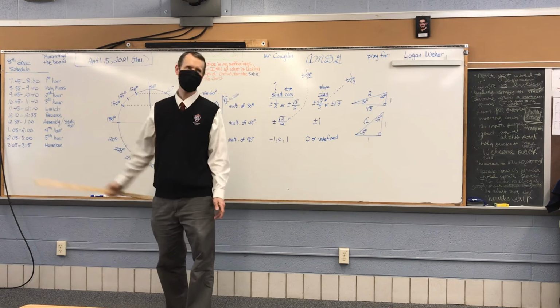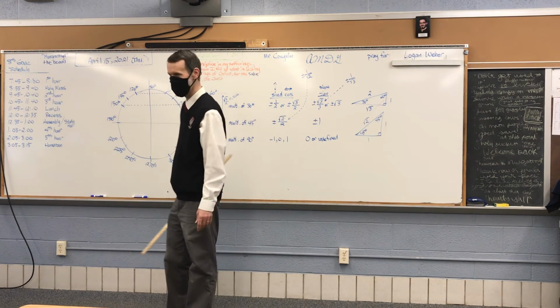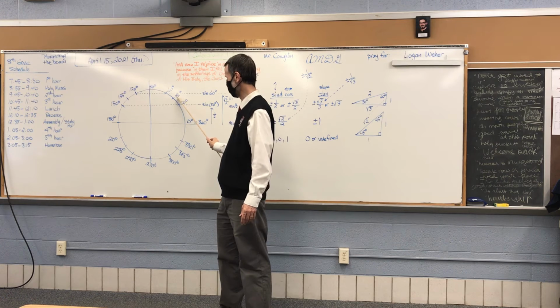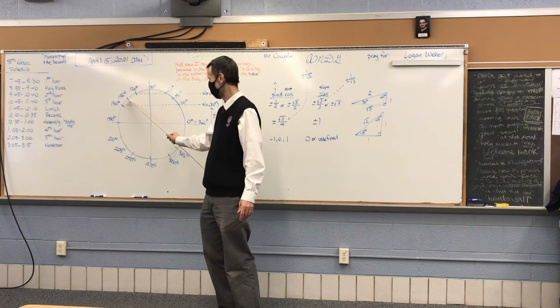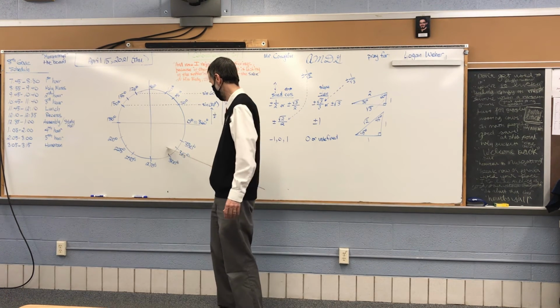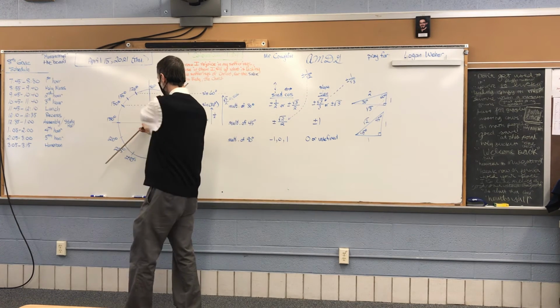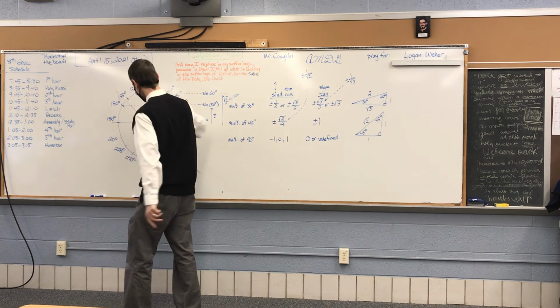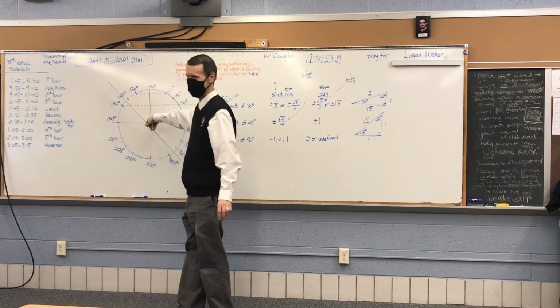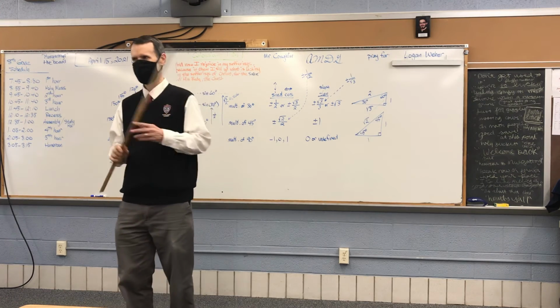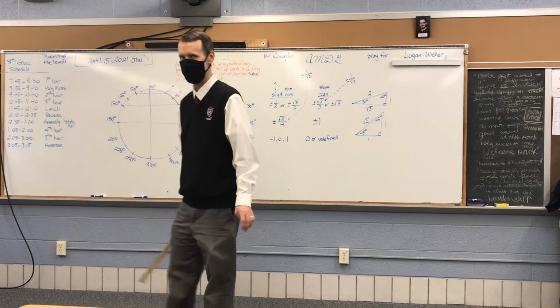I want you all to work in one big chorus this time, because these are relatively fast. Tangent. 1. Negative 1. 1. Negative 1. Do you see why? Slope of 1 hits the 45 and the 225. Slope of negative 1 hits the 135 and 315. Ta-da. Catching up? Now, multiples of 90.